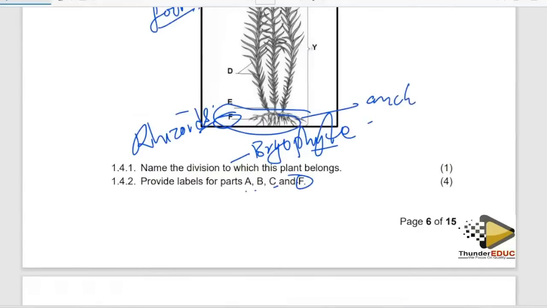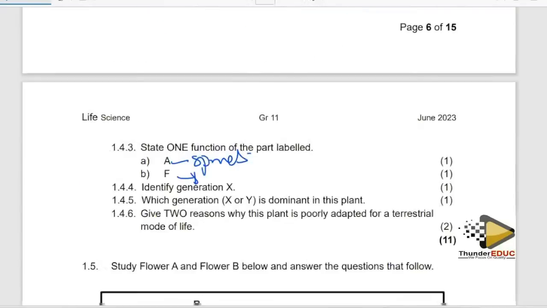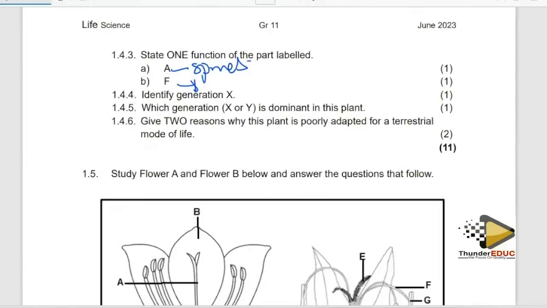When you say anchorage, it means that your attachment, you are bringing about attachment. It doesn't only stop there, it's also responsible for absorption of water.